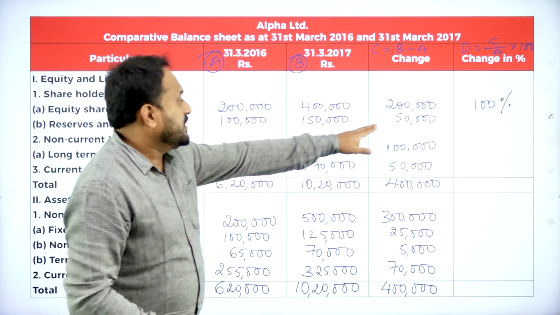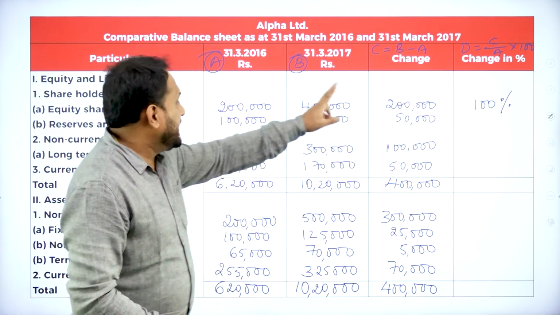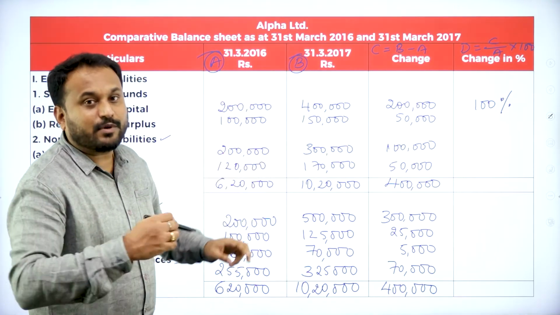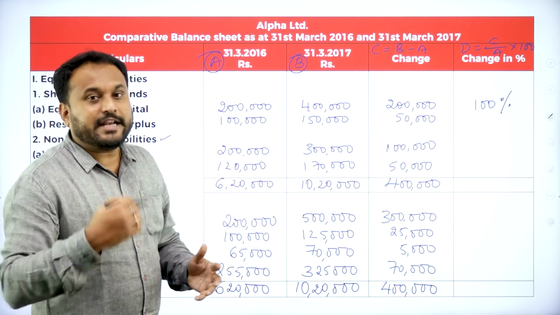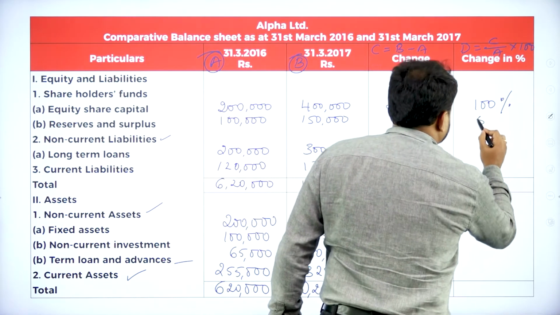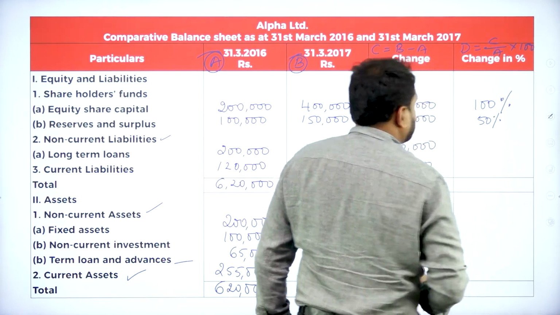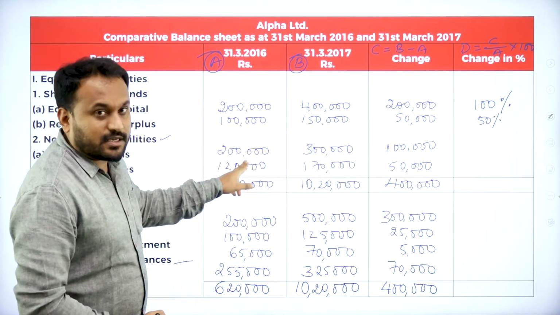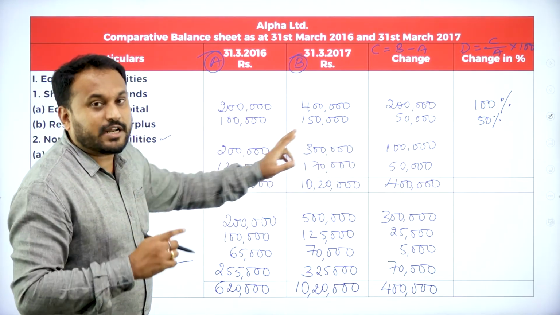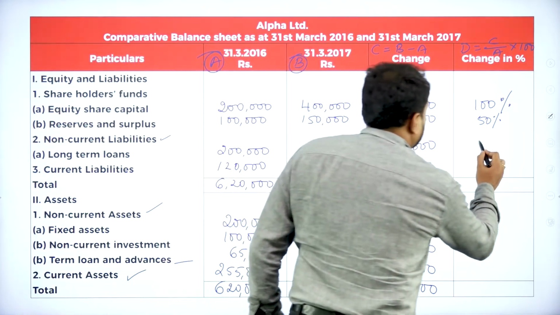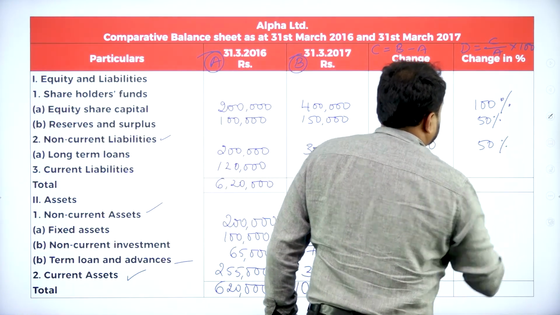Now same way here. 50,000 divided by 1 lakh is 1 by 2. 1 by 2 into 100 is how much? 50%. So we will go with 50% here. Be very careful. Now again, 1 lakh divided by 2 lakh. So again you have 1 divided by 2. 1 by 2 into 100 is 50%. We'll go with 50%.